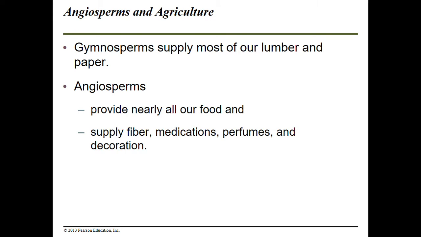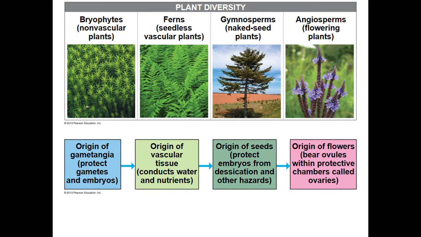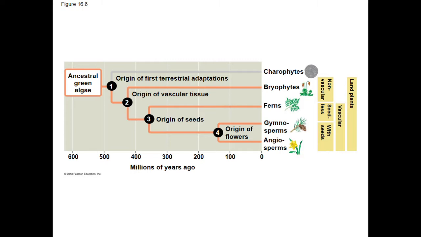So a little agricultural perspective, gymnosperms supply most of our lumber and paper, and angiosperms provide nearly all of our food. They supply us with fiber, with different medications. We use it in perfumes, and we use it as decoration. This is a great summary slide, so it looks at different plant diversities and what adaptations you see present in each group. This is a good slide to reference. And then right here we have a nice phylogenetic tree showing how everything happened, where everything diverged. So you can read through this on your own, get some practice looking at evolutionary trees.